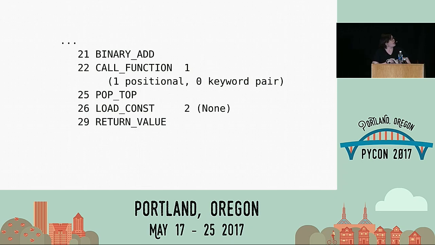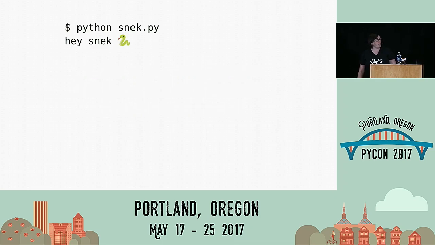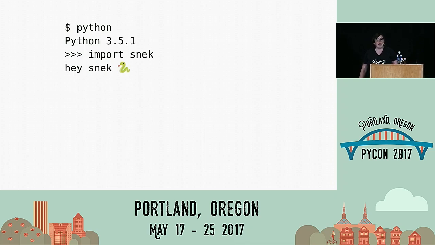And all these functions are really easily described, and there's only about 100 or so of them. What we could do is we could write our own in 500 lines or less, which is what Allison Kaptur has done in 500 Lines or Less, a Python interpreter written in Python. And it would print out Snek. But we have more than one way to execute this code file. What I could do is I could use the interactive Python interface. I load up Python, it's loading Python 3.5.1. I can import Snek, and it would print Snek.